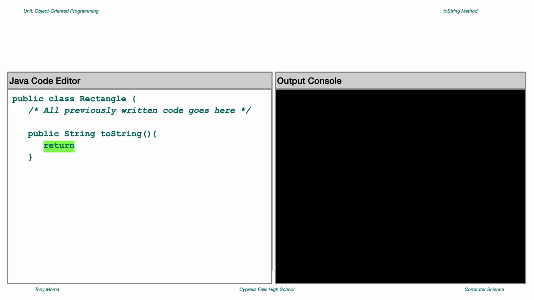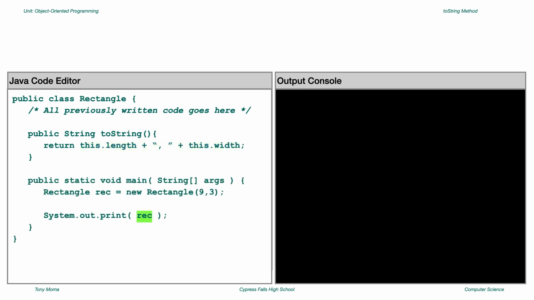Now for the body of the method. Here's where we define how we want our class to be represented. I highlight return because we're going to want to return this representation. So how do we want it represented? Suppose all I want is to simply see the length value followed by a comma and a space followed by the width. Well, that's what I would have returned. I would say return this.length plus a comma and a space plus this.width. Thus, in my main program, when I create a rectangle with a length of 9 and a width of 3, then I type System.out.print(rec), that's the representation that I get on my console.